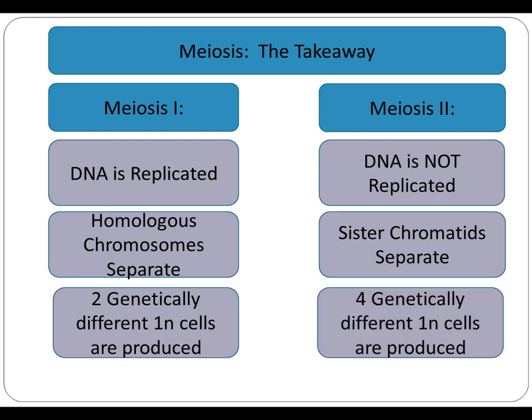So following that, 2 cells went into meiosis 2, 2 cells divided, so we get how many cells? 4 cells that genetically are a little bit different. And the ploidy is? Haploid.